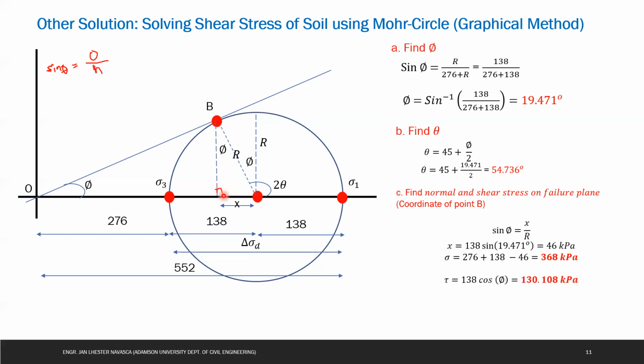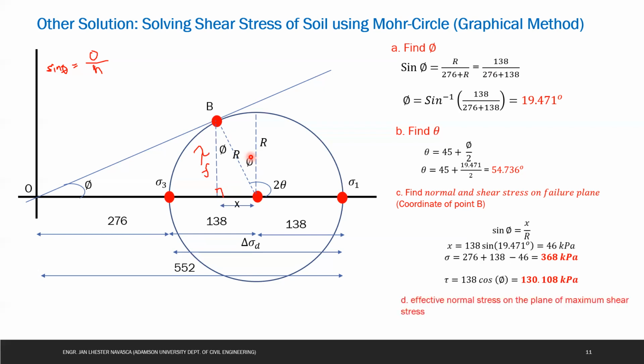Okay, next problem is tau. The value tau, itong value na to. So using again this triangle, since that is a right triangle, we can use SOHCAHTOA. So cosine phi is equals to adjacent side divided by the hypotenuse r. So therefore, your tau is r cosine phi. So that is 138 cosine phi. That is 130.108. So kaya nakuha natin yung tau to be 130.108. So that is also equals to the tau given by the stress transformation equations.